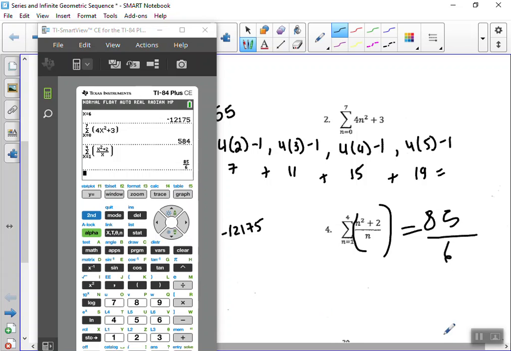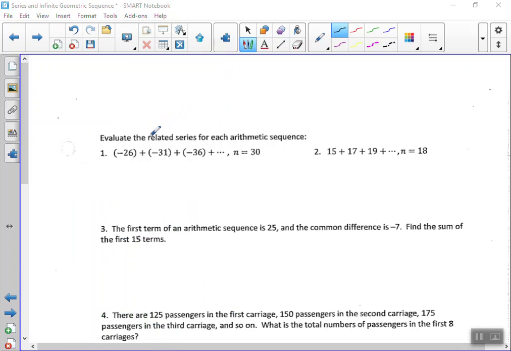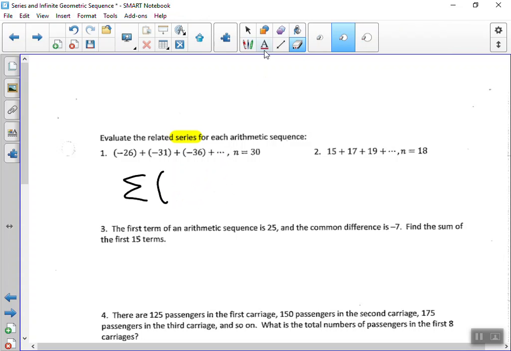There you go. So here it says evaluate the series. Because it says the word series, you know that we're going to do the summation in your calculators. We're going to add all the numbers up of an arithmetic sequence. Okay? So inside here, we need to put the arithmetic formula.